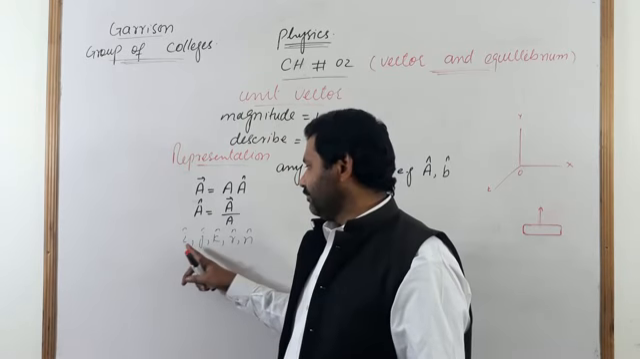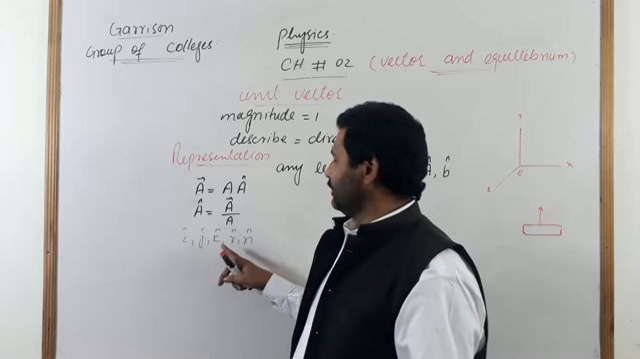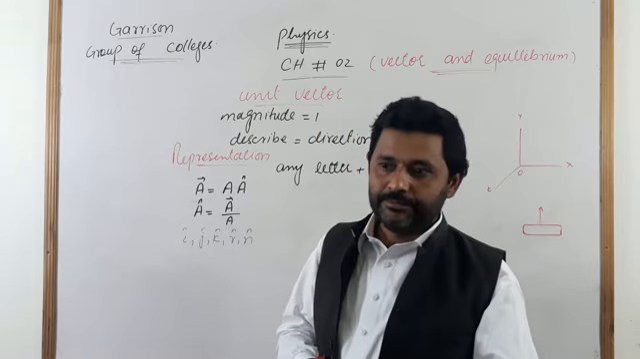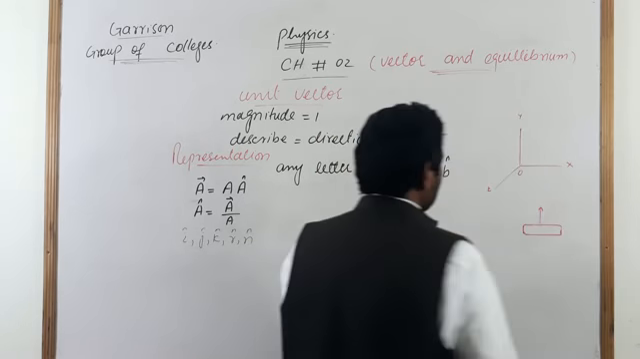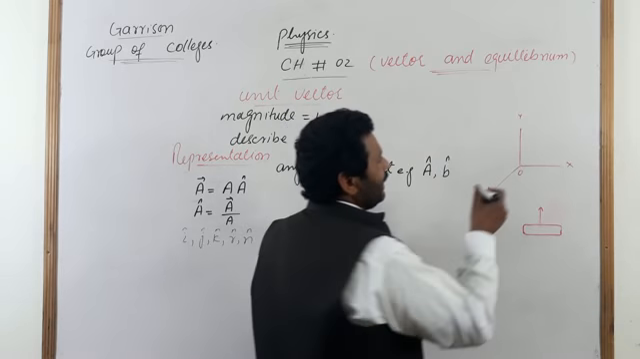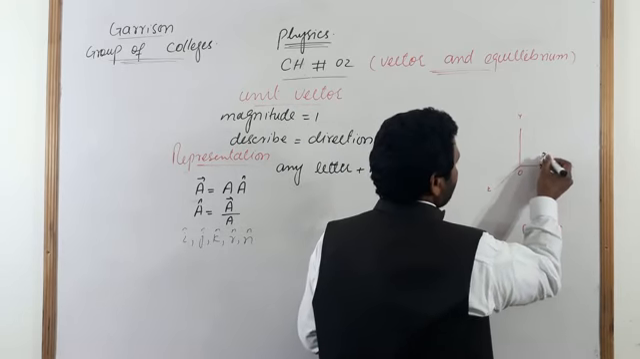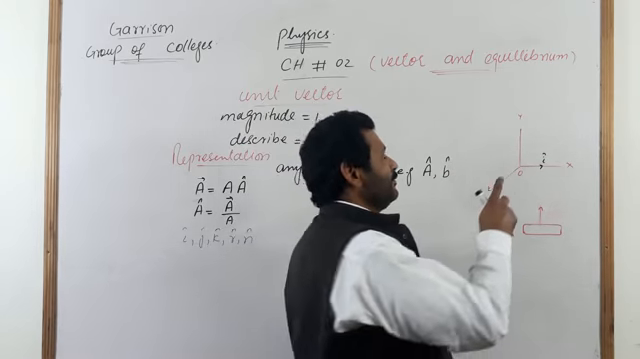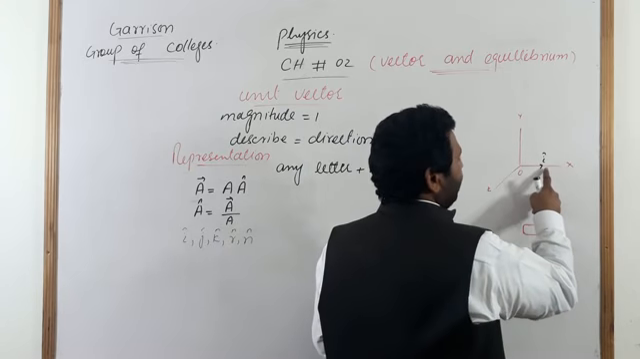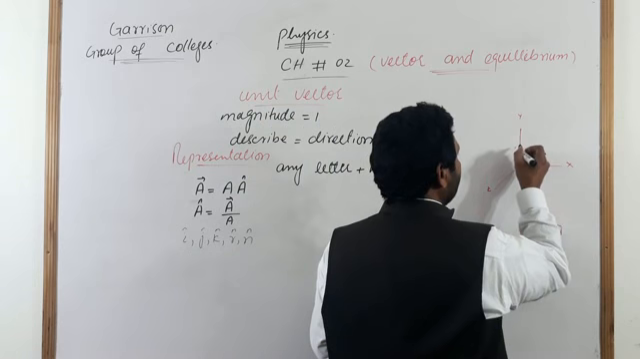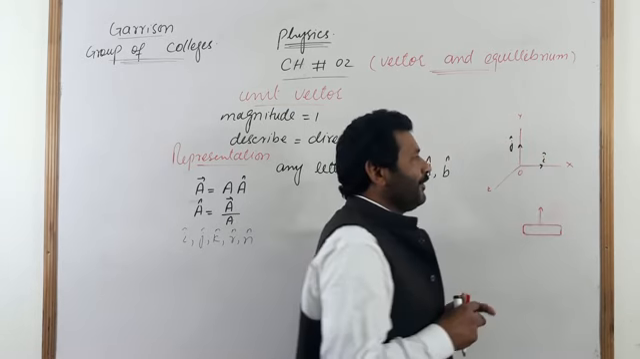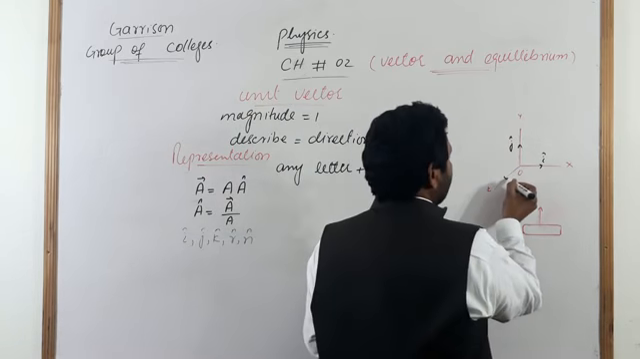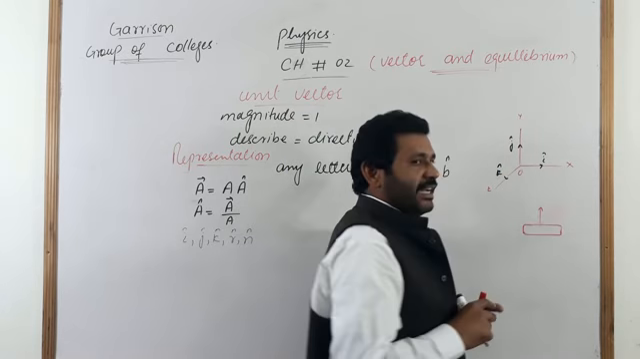Number 1, I unit vector. Number 2, J unit vector. Number 3, K unit vector. Then R and N unit vector. I unit vector is used to describe the direction along the x-axis. Suppose we have a 3-dimensional rectangular coordinate system. In this system, direction along the x-axis will be represented by the I unit vector. Similarly, direction along the y-axis will be represented by the J unit vector, and for direction along the z-axis we use the K unit vector.